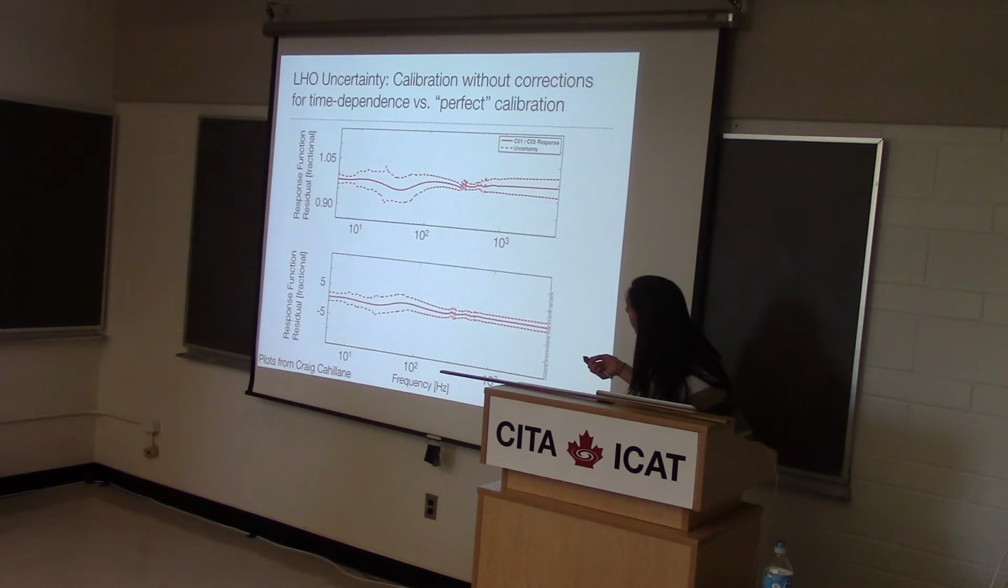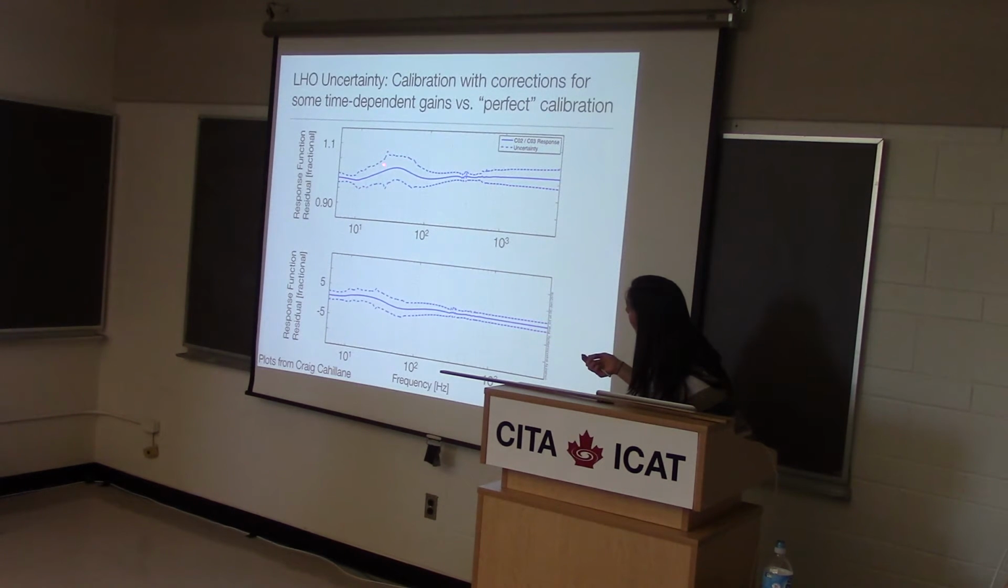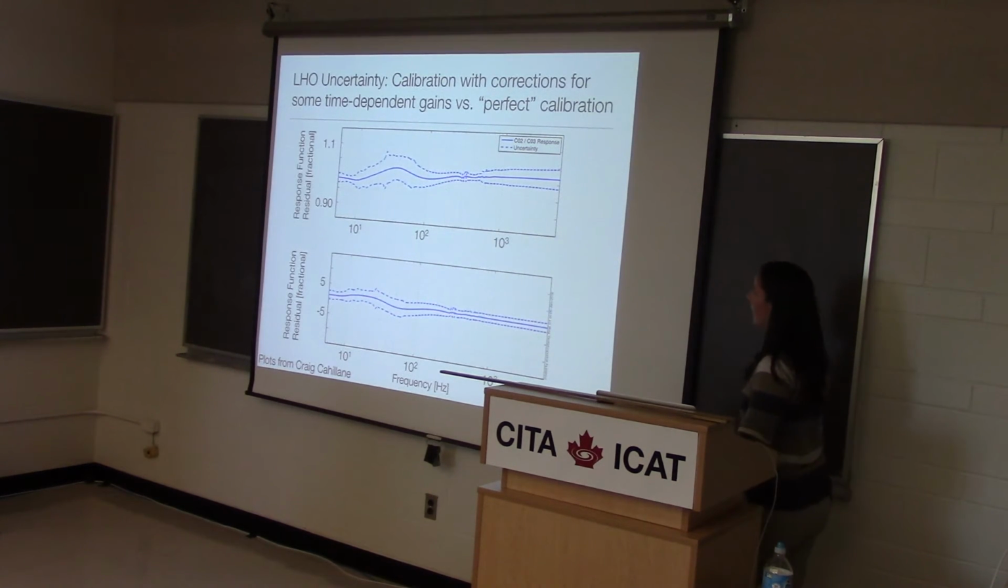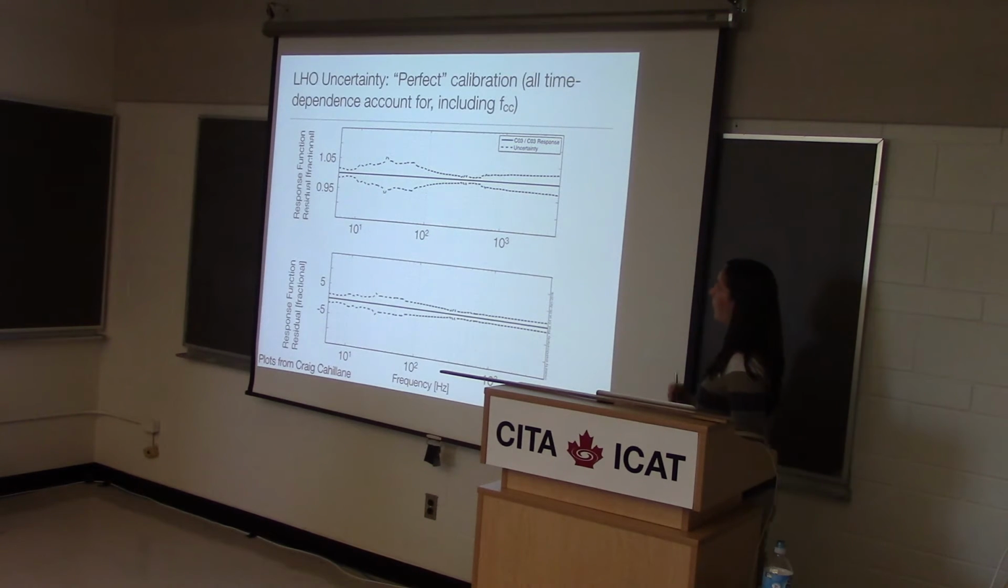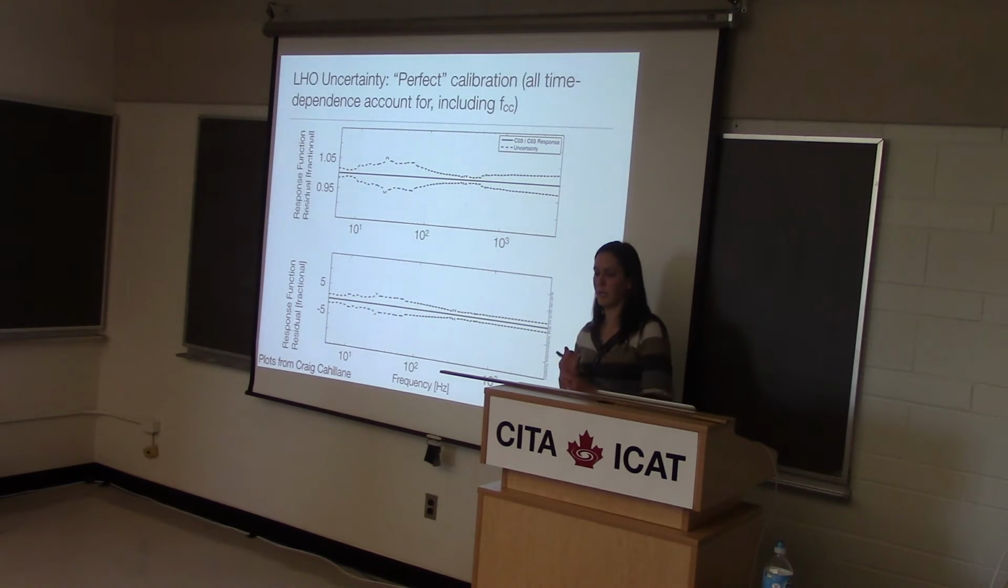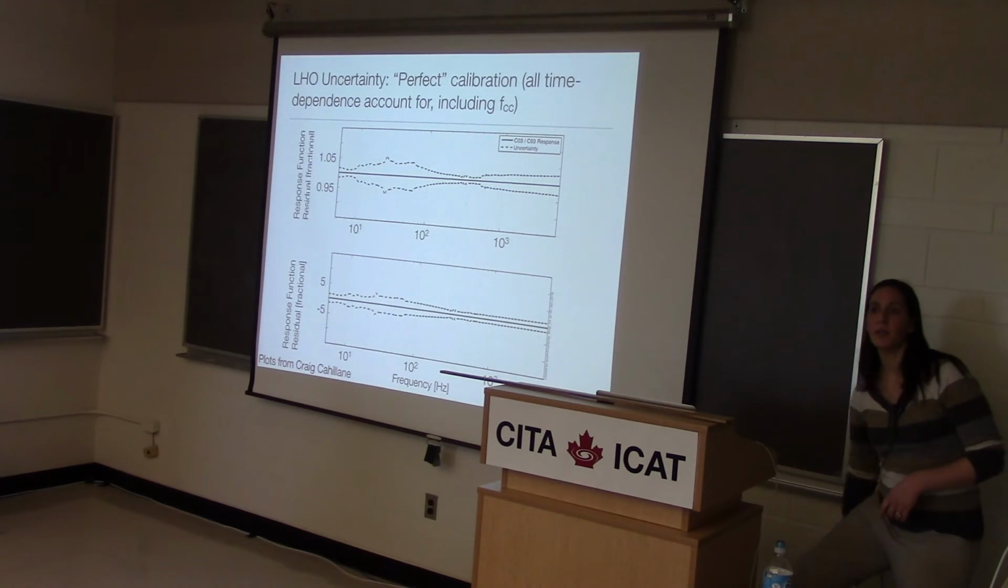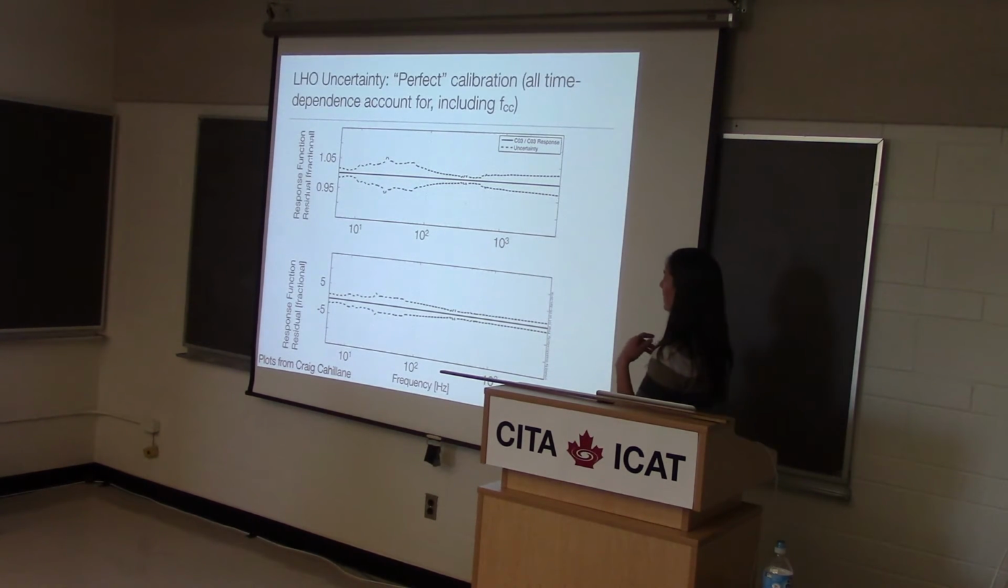All right, well, overall you get something like maybe better than 8% in magnitude and still about 5 degrees in phase. And then to do even better, you really need to account for all of the time dependence. So that includes the time dependence of the coupled cavity pole, as well as the PUM and UIM stage gain time dependences. So for that perfect calibration, you're just left with the uncertainties, which gets you down to something like 5% in magnitude and just a few degrees in phase.